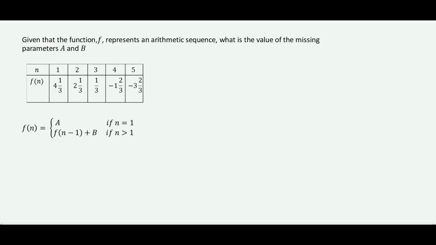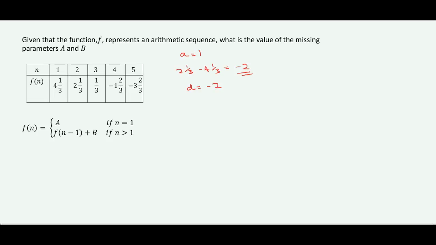So the first thing we want to do is identify the first term, A. So let's say A is equal to 4 1/3. Now let's look at the difference between each successive term. So we look at 2 1/3 minus 4 1/3. That's going to give us negative 2. So the difference between each successive term is negative 2. So D is equal to negative 2.